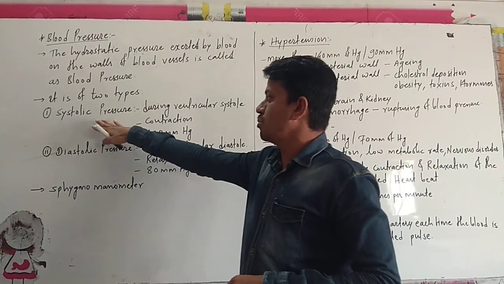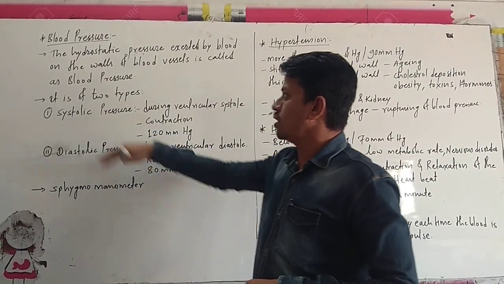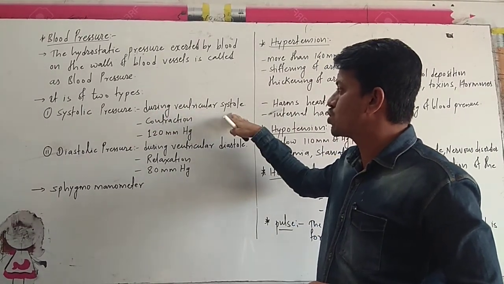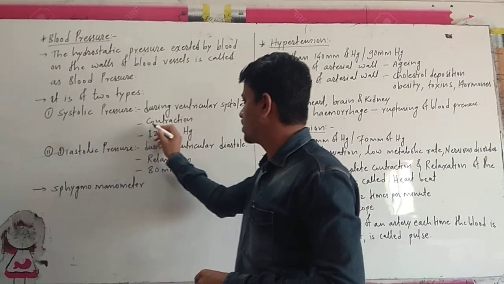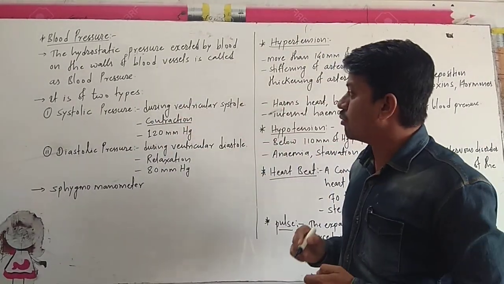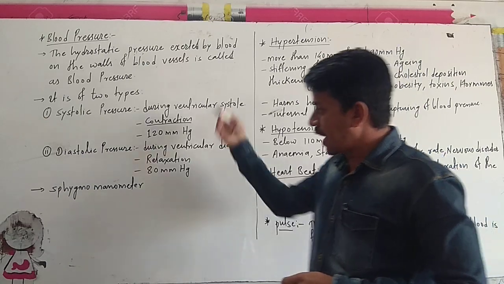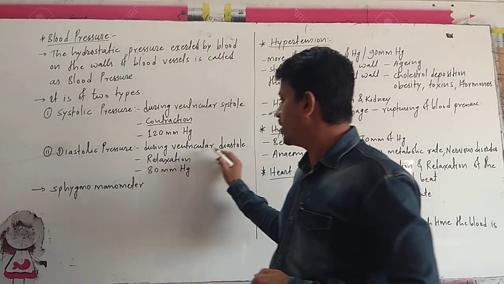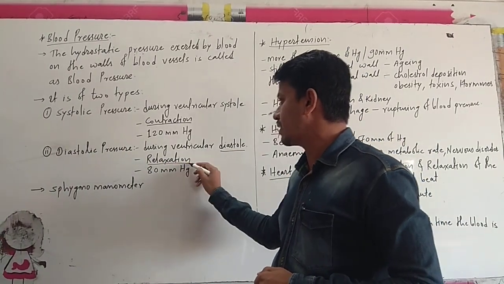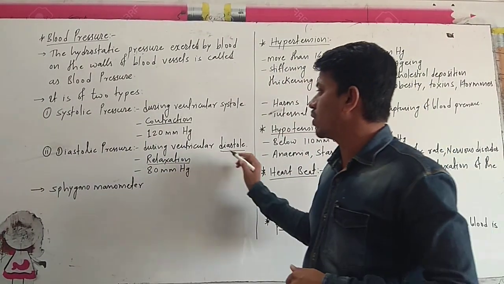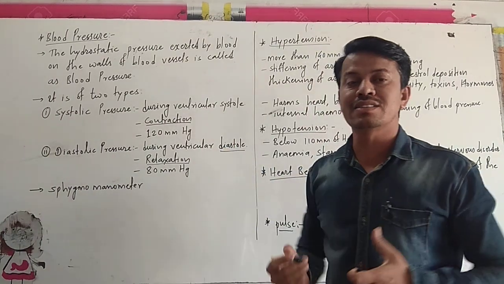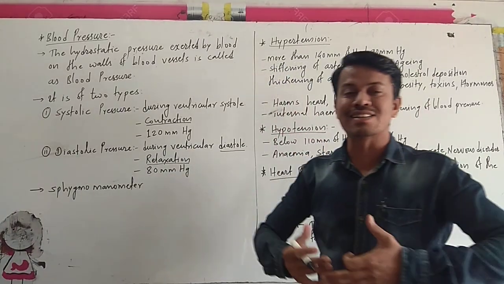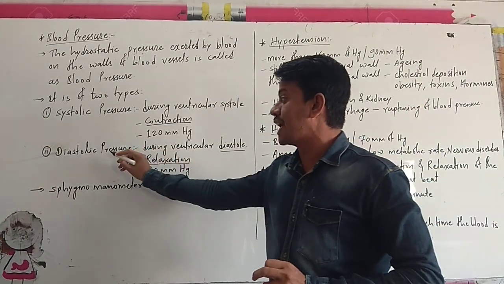So what is meant by systolic pressure? Systolic pressure is the pressure during ventricular systole, which is the contraction. Diastolic pressure means the pressure during ventricular diastole, or the relaxation. It is ventricular relaxation. That means when the ventricles get contracted, that is the systolic pressure, and when the ventricles get relaxed, we call that the diastolic pressure.